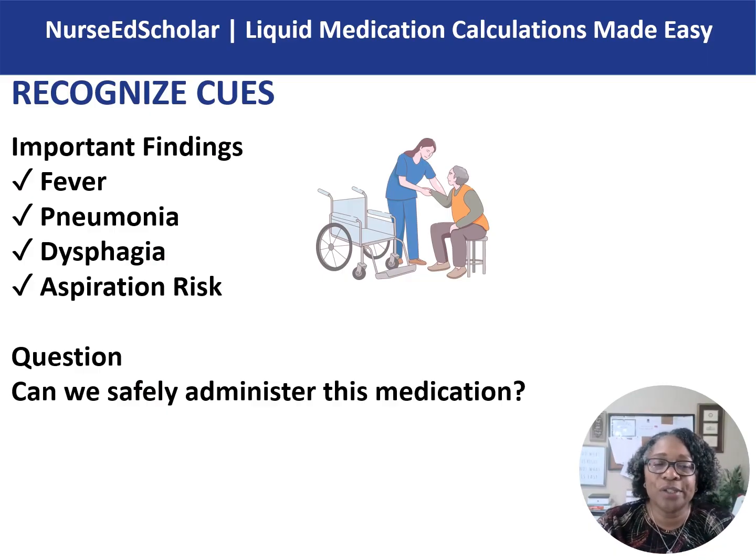Now, of course, you want to assess your patient and realize, okay, the patient has a fever. They have a diagnosis of pneumonia. They have dysphagia, and that's definitely going to put them at an aspiration risk. You have some liquid medicine that is ordered, and you're going to have to check the patient's labs because you really want to make sure that the patient's liver profile is safe to give the medicine.